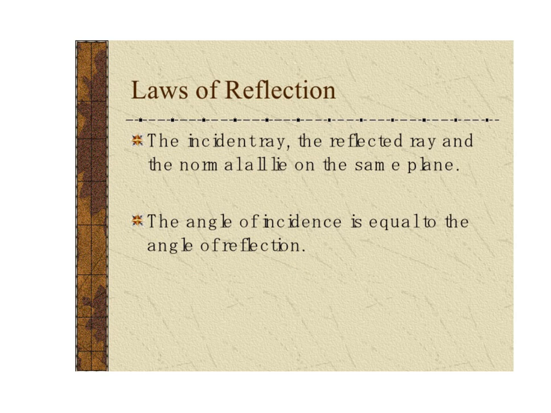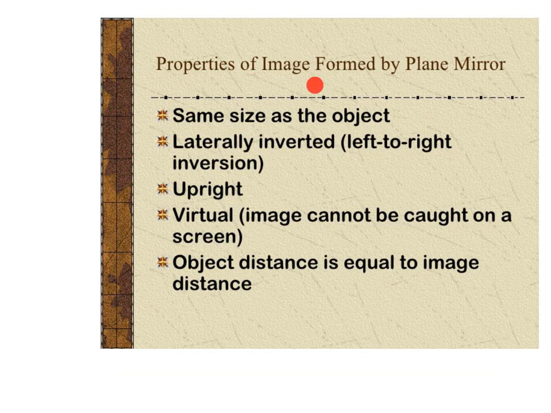Then properties of the image formed by a plane mirror. First, it is the same size as the object. Second, laterally inverted, left to right inversion. Third, upright. Fourth, virtual: the image cannot be caught on a screen. And last, object distance is equal to image distance.